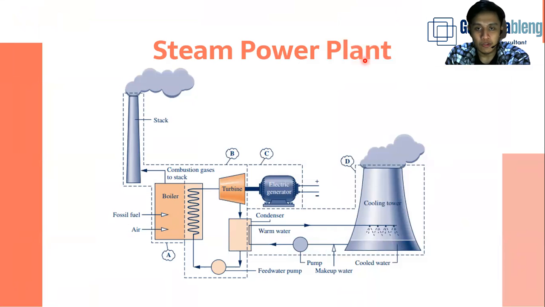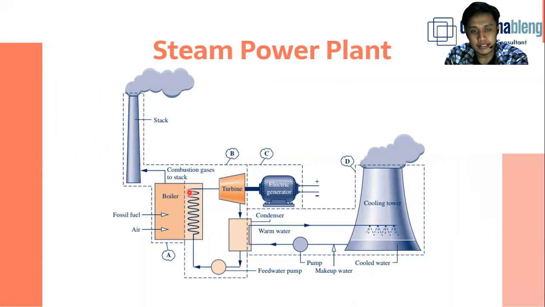First, we'll talk about steam power plant. A steam power plant uses water as its working fluid. It's a closed loop system, and the water will be boiled at the boiler and will flow to the turbine, and the turbine will convert with the generator to electricity, and it will be condensed and will be pumped to the boiler again. So it's a closed loop system.